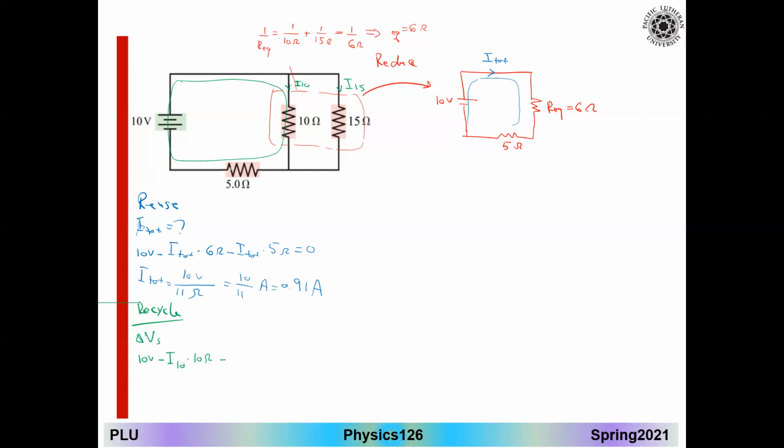Minus, in this branch here, it is still my I total, not I10. So here it is going to be I total times 5 ohm, and this summation equals 0. Where is the I total here? It is 0.91 amps. So in this equation, I can find my I10, or the current through the 10 ohm resistor.